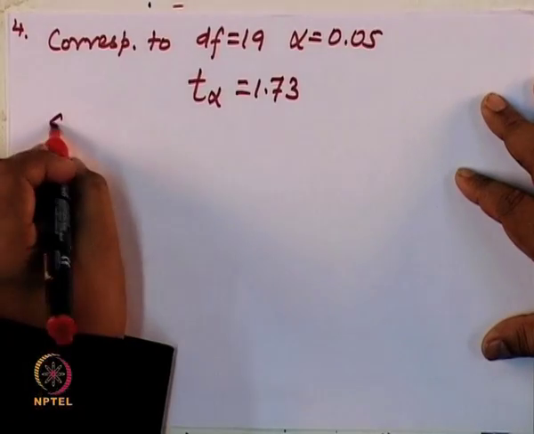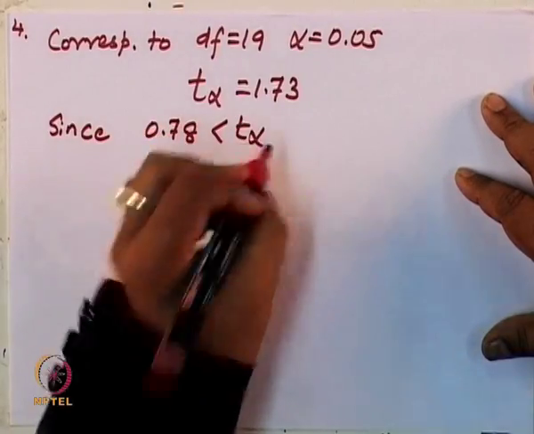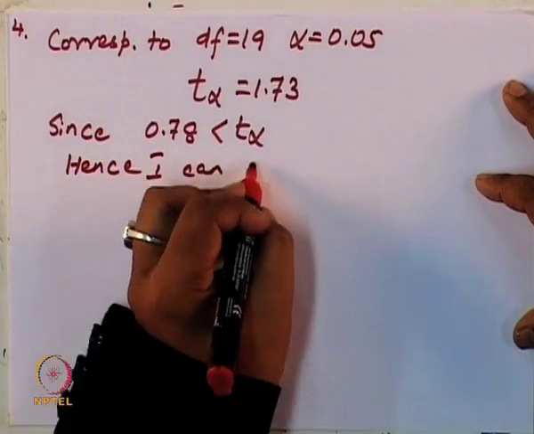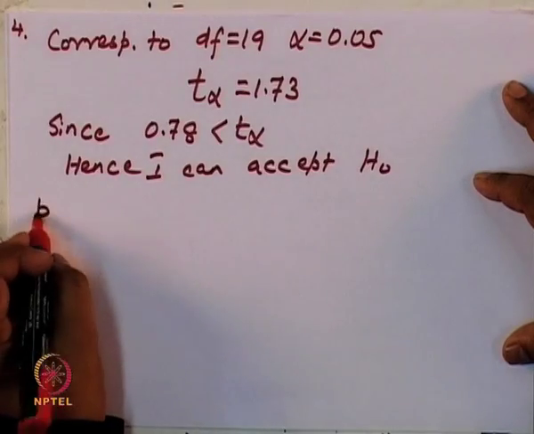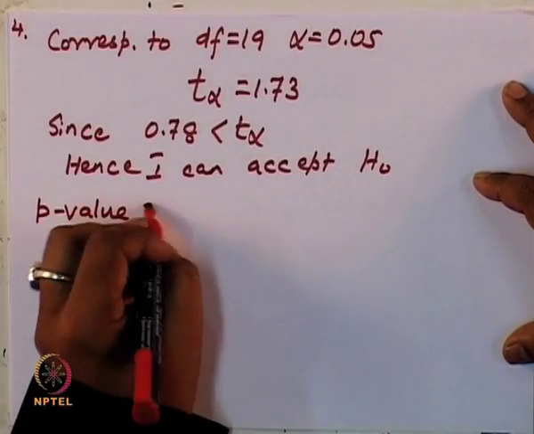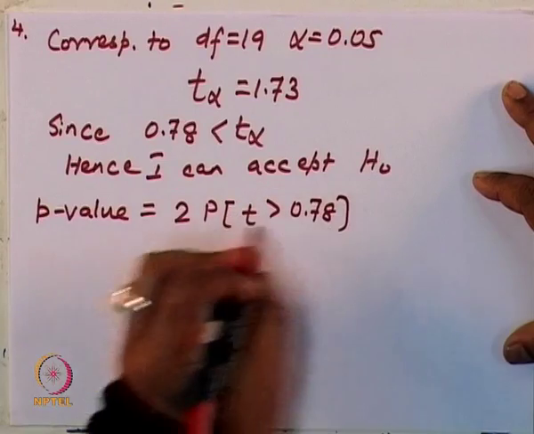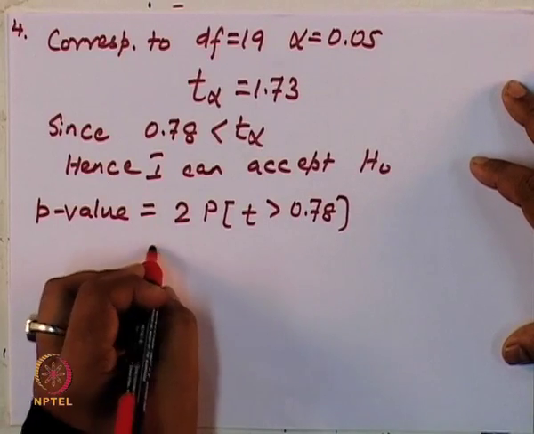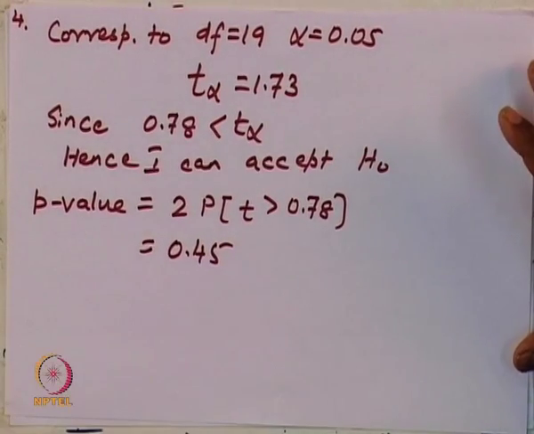Okay. So, since 0.78 is less than t of alpha, hence I can accept H naught. So, for calculating the p value, I have to write it as 2 times the probability of t greater than 0.78. Why this 2? Because I only get the upper tail information from a t table. So, this comes out to be 0.45. This again asserts that this difference is not statistically significant.